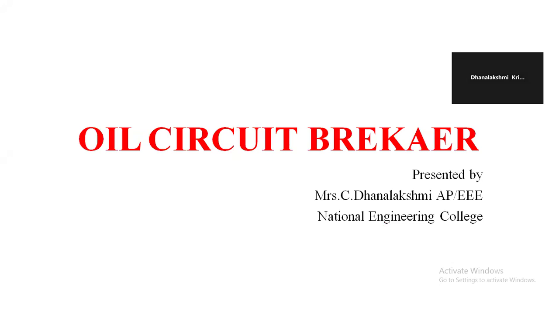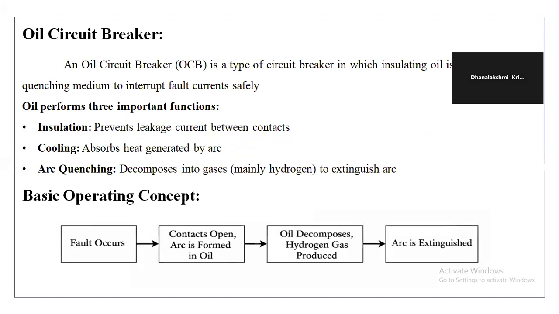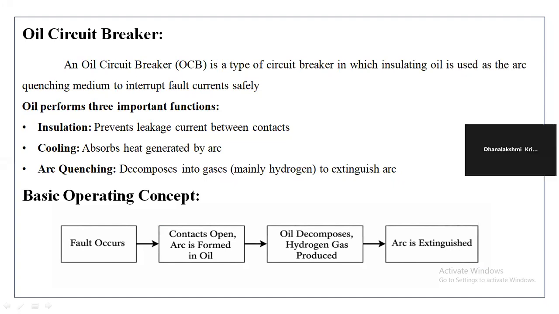Today we are going to learn the topic of oil circuit breaker. The oil circuit breaker is a type of circuit breaker in which insulating oil is used as the arc quenching medium to interrupt fault current safely. The oil circuit breaker is used for three important functions.